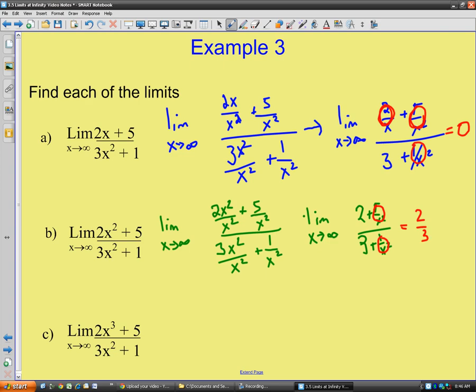So now, looking back at what we learned about horizontal asymptotes, when we had the same power, we just took the leading coefficients, and that gave us our limit. That gave us our horizontal asymptote, which is 2/3, and that's the same thing that happened here.